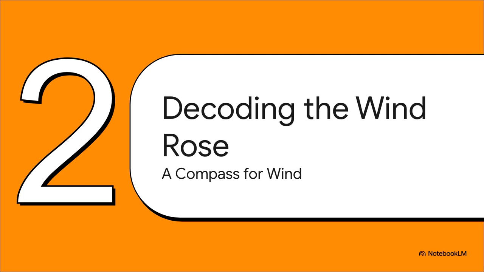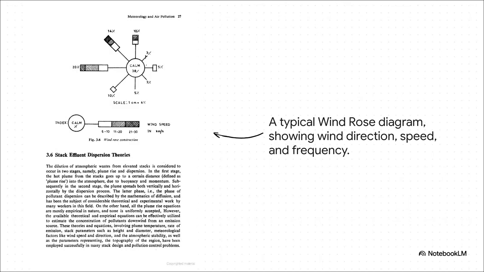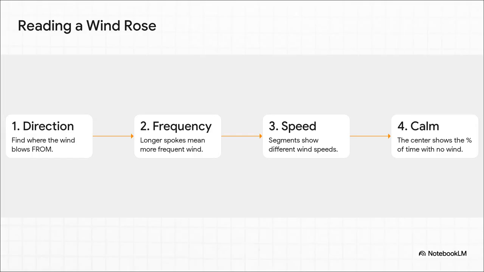So we know what it is, but how do we actually read one of these things? Let's break it down. Think of it like a special compass, but instead of pointing north, it points you to the history of the wind. Okay, so at first glance, I know this might look a little complicated. There's a lot going on, but I promise you, it's actually really intuitive once you know the secret. It's jam-packed with info about which way the wind blows, how often it blows from that direction, and even how fast it's going. We can basically break down how to read this into 4 simple steps. We're going to look for the direction, check the frequency, read the speed, and finally, take note of when things are calm. Let's tackle them one by one.